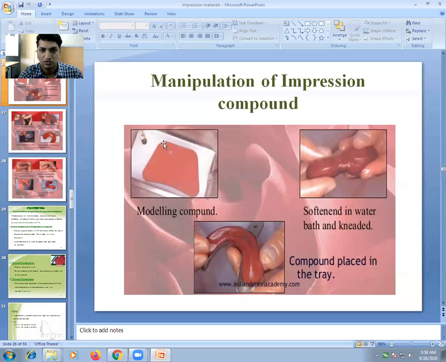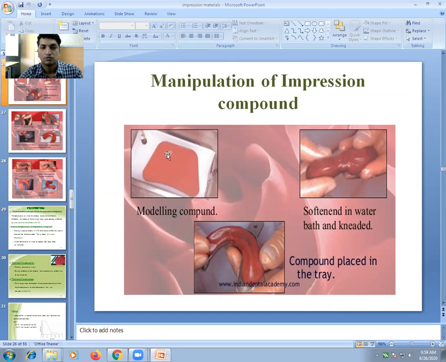Now, this is your whole impression compound. Okay, now we take hot water. The temperature of that water will be 60 to 65 degrees centigrade. Please listen carefully. This temperature is very important because these are the questions which are asked in exams. Okay, we won't take boiling water. We take water which has a temperature of about 60 to 65 degrees centigrade.